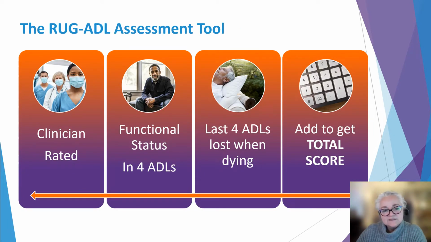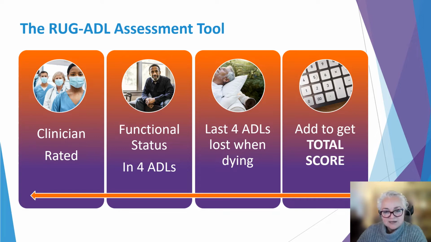The RUG-ADL assessment tool is clinician rated. It measures 4 activities of daily living. These activities of daily living are considered to be hierarchical, which means to say that they are of the first things that we learn when we're young, and they are of the last things that we lose as we reach the end of our lives. This means that the RUG-ADL is a very useful monitoring tool because it helps to identify changes that suggest end of life and therefore increased palliative care needs.